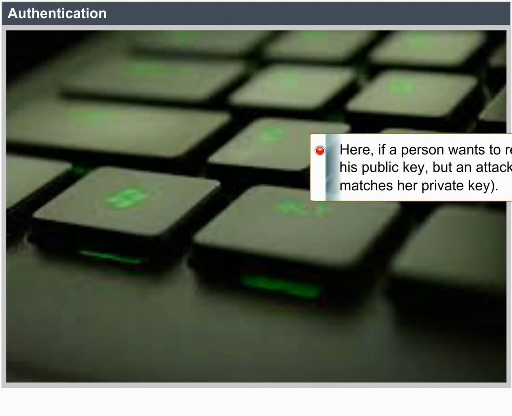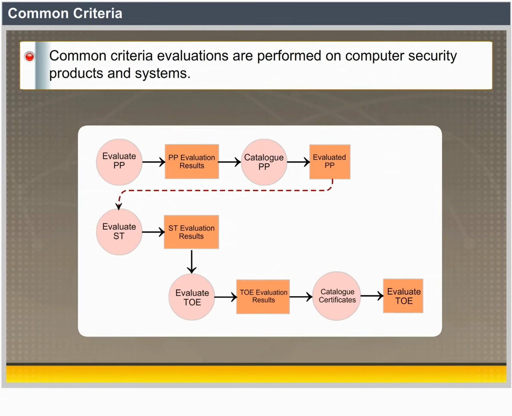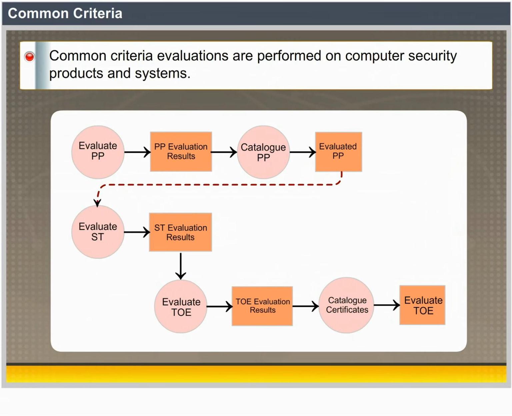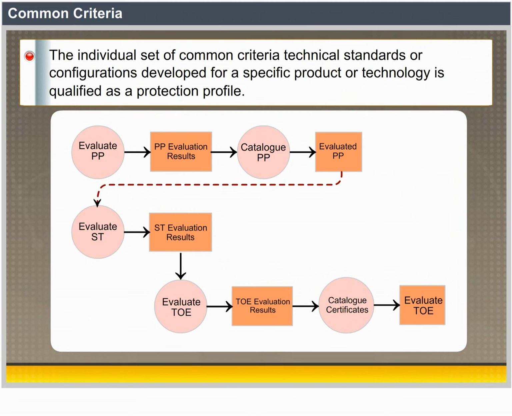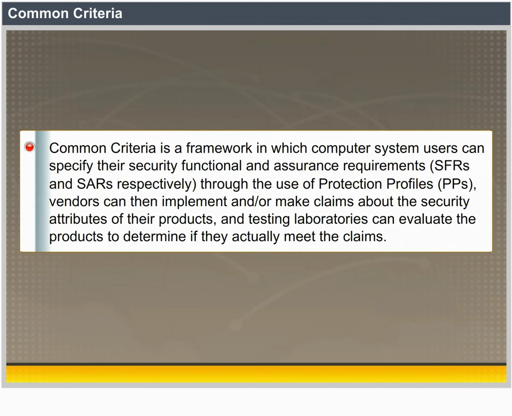Common Criteria. Common Criteria evaluations are performed on computer security products and systems. Common Criteria (CC) is a set of internationally and nationally recognized technical standards and configurations that allow for security evaluations of information technology (IT) products and technology. The individual set of Common Criteria technical standards or configurations developed for a specific product or technology is qualified as a protection profile. Common Criteria is a framework in which computer system users can specify their security functional and assurance requirements, SFRs and SARs respectively.